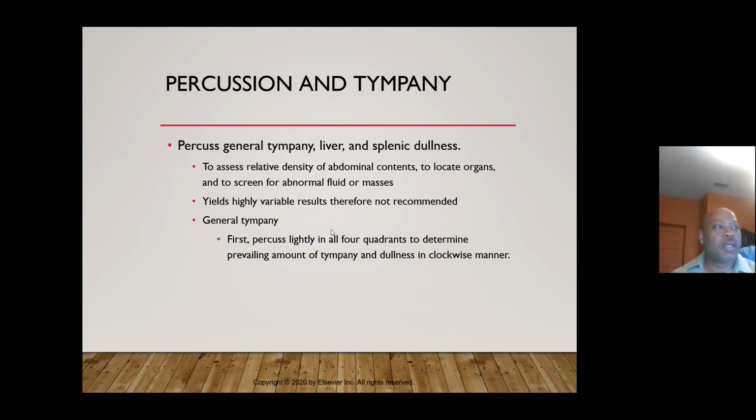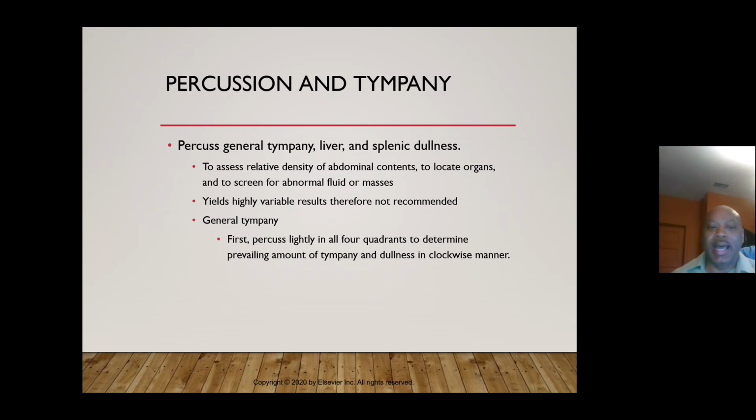Now, I will be honest with you, percussion we don't use a whole lot anymore. You'll see perhaps some old school docs who may do it every now and then, but the results are highly unreliable, and so it's not actually recommended. By the way, this information can be found on pages 542 to 543.